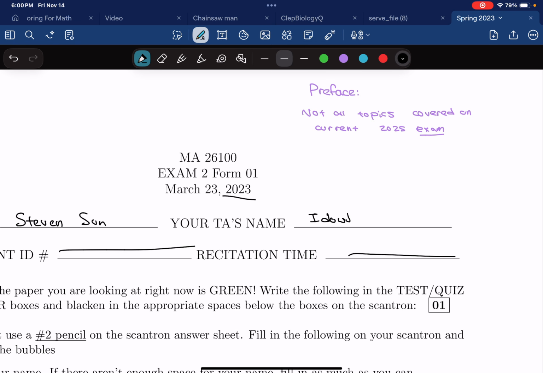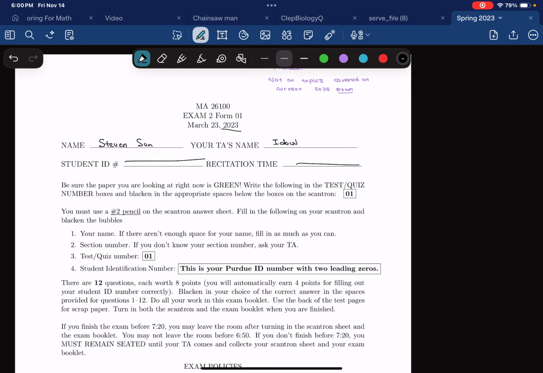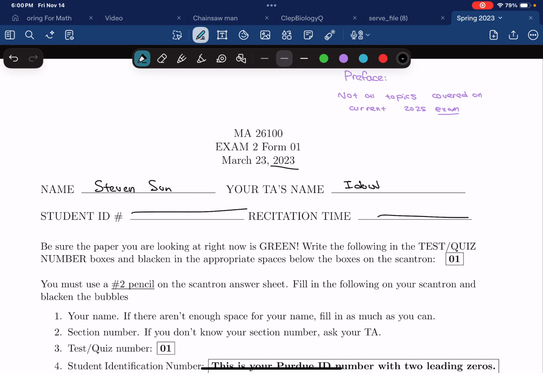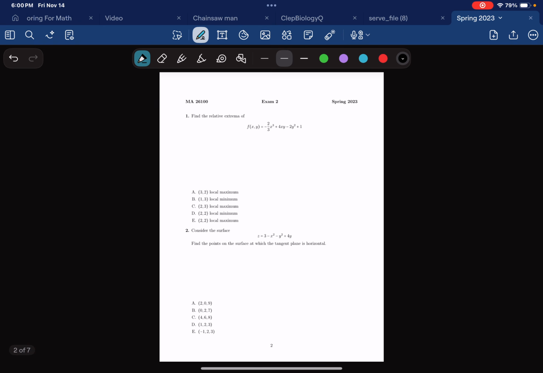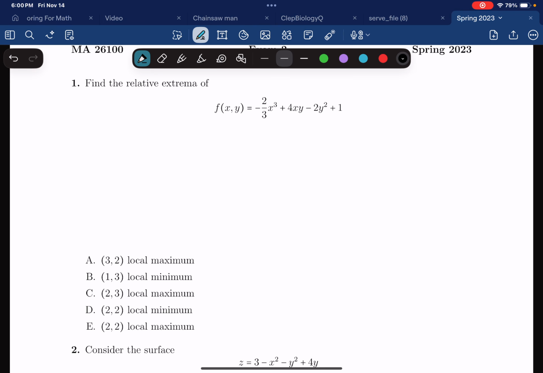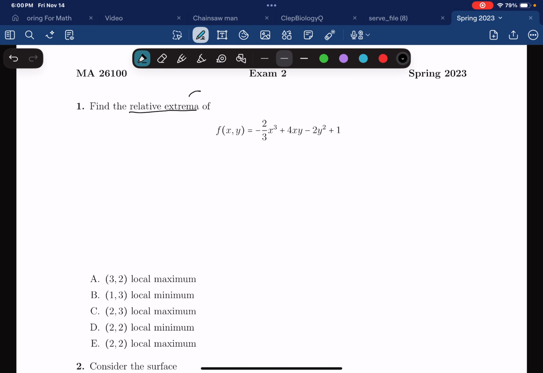Some of these topics that you might cover here are similar to the topics covered in the upcoming exam, but they're not the same. For example, question 1, find the relative extrema. Now, this is from the first exam, actually, so this is not a Lagrange multipliers question.